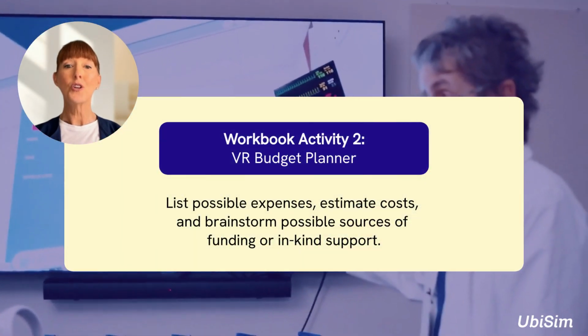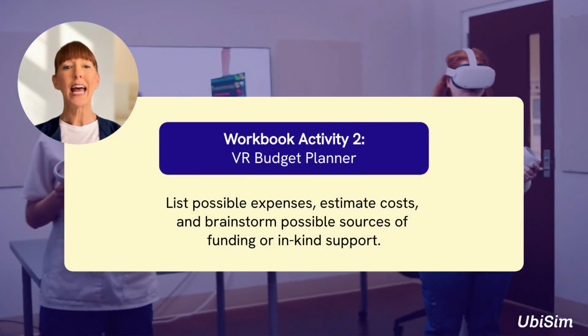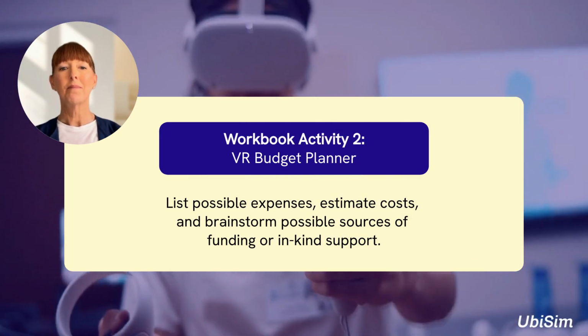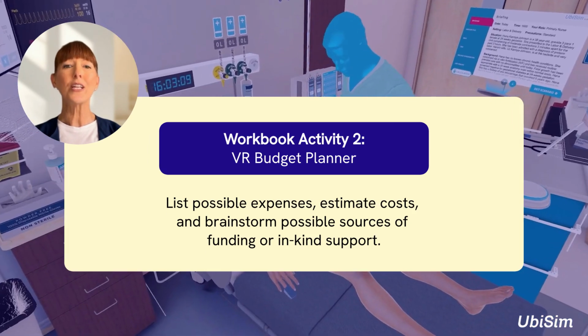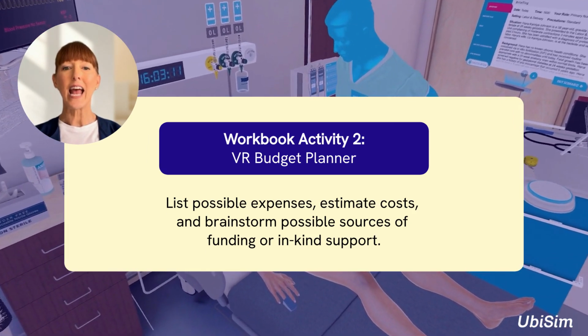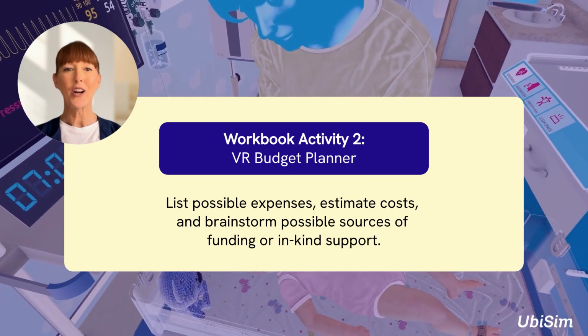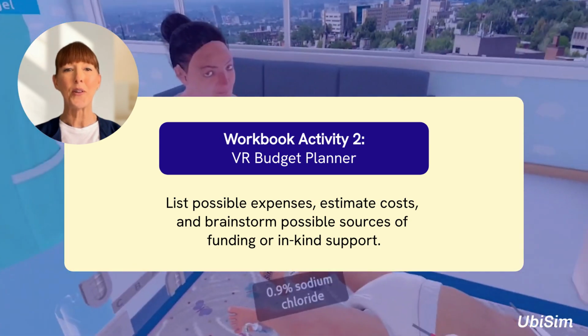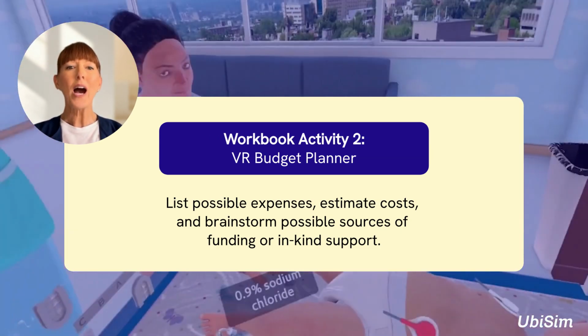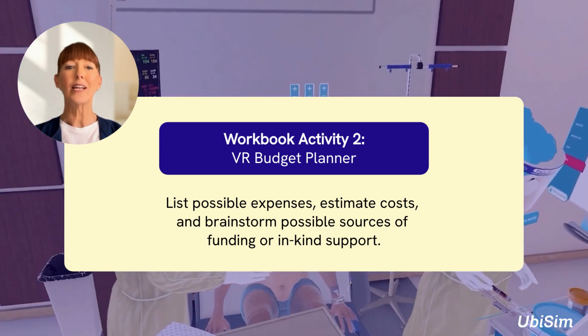Now, go to the VR Budget Planner activity in your workbook. List your anticipated expenses, possible funding sources, and any in-kind resources, such as shared IT budgets. Don't worry about perfect numbers. Start with estimates for now. Pause here if needed to complete the activity.